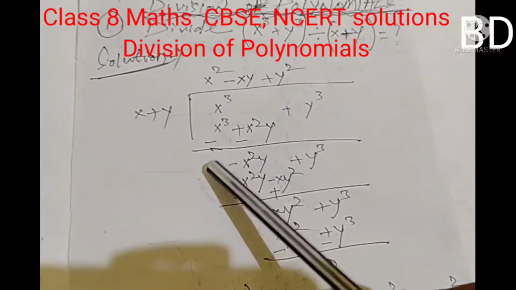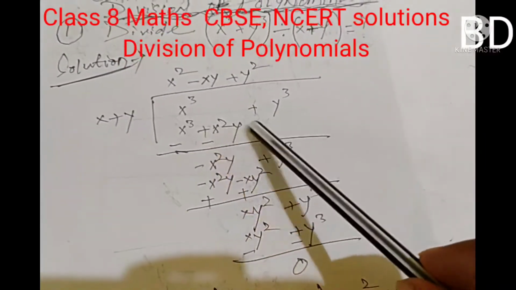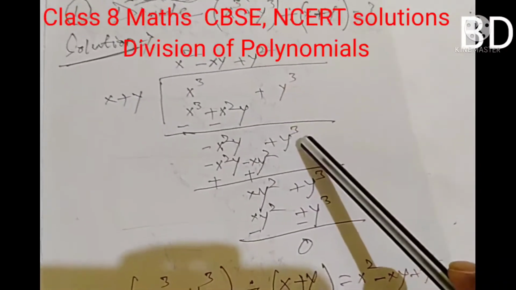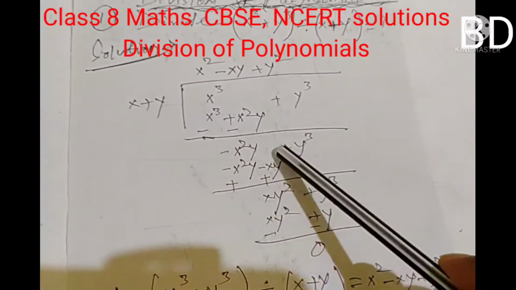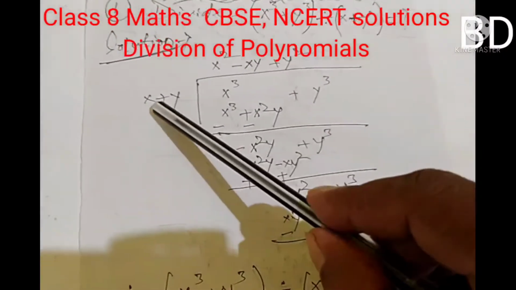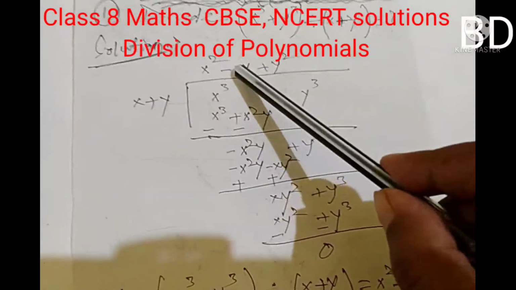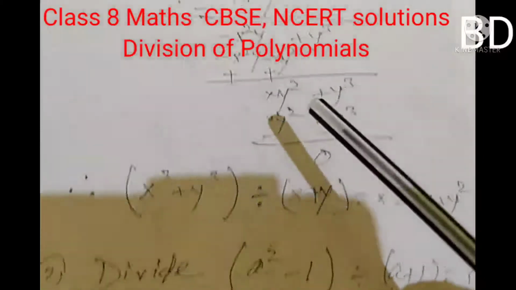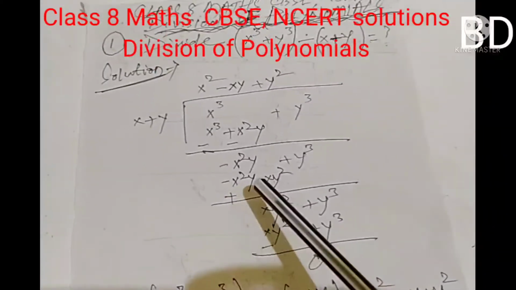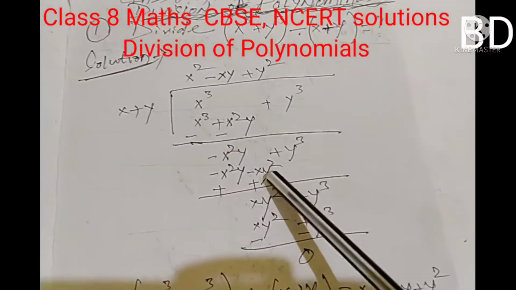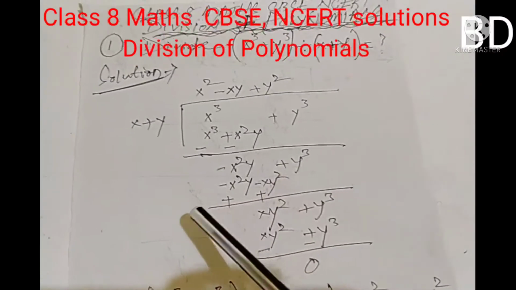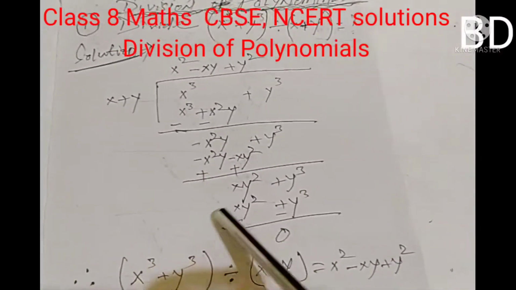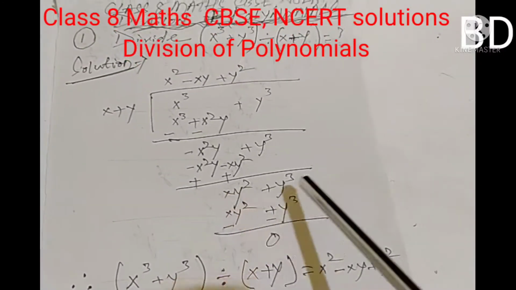We will get 0. Then we get minus x square y plus y cube. Then minus x square y divided by x, we will get minus xy. Then we will multiply minus xy with x plus y. Then we will get minus x square y minus xy square. So we will subtract from minus x square y plus y cube. We will get xy square plus y cube.